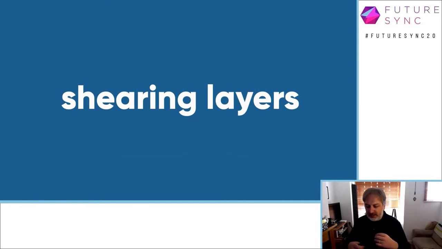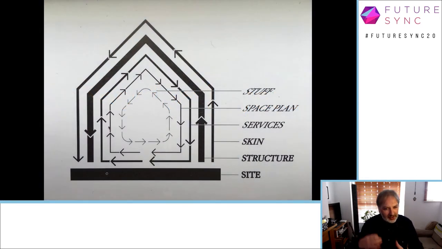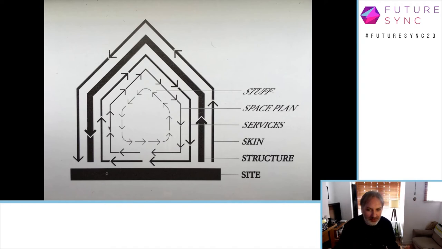The way Duffy describes this idea of shearing layers is this. He says that a building, properly conceived, is several layers of longevity. You've got these layers with different rates of change. And he diagrammed this out for a typical building. You've got the site that the building is situated on, and there you're talking about a time scale that's geological, right? And then you've got the structure that hopefully won't change for hundreds of years.